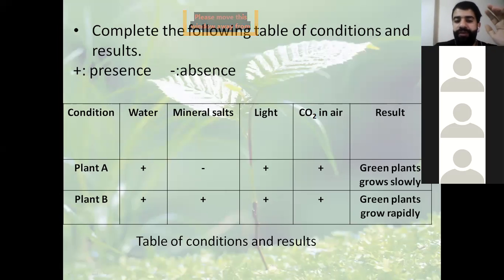Meaning that if we have a table, you have to draw it using a pencil, fill it using a pen, give it a title, and if it has a legend, like plus meaning presence or minus meaning absence, you have to write it. These are the important elements in the table. If you did so, you get the full mark. If you miss one, you miss half of the mark. If you miss two, you miss all of the mark.